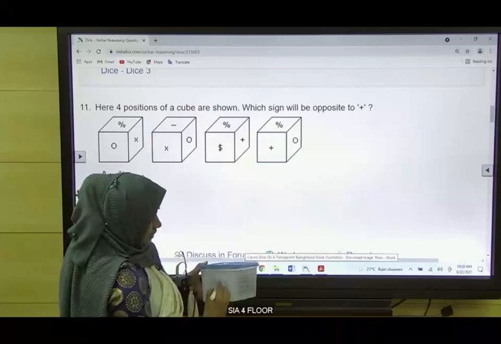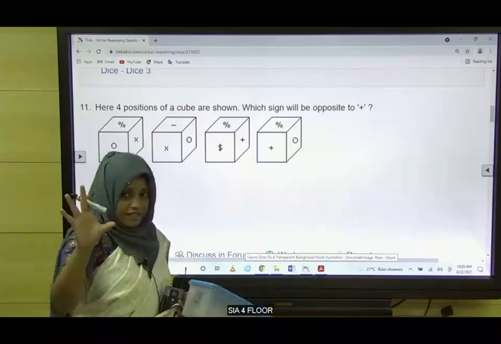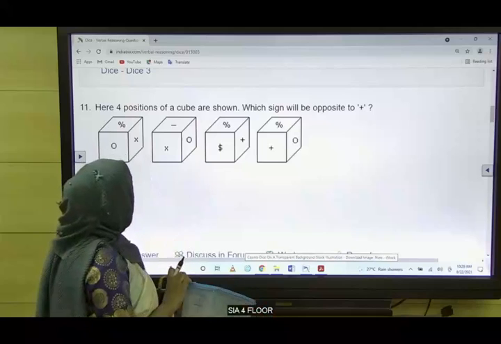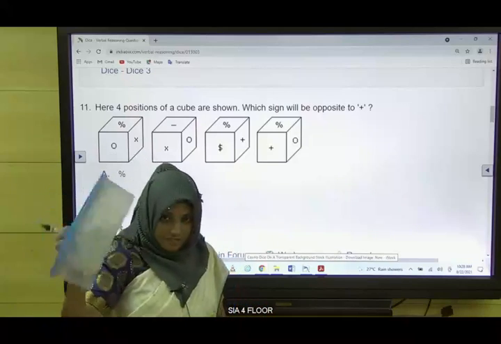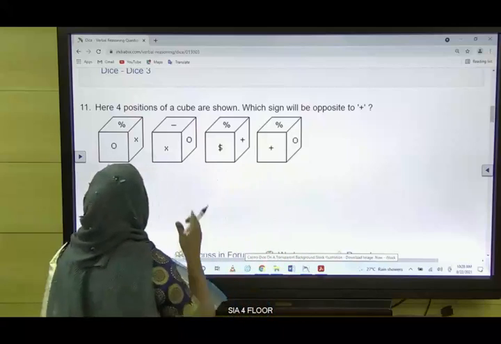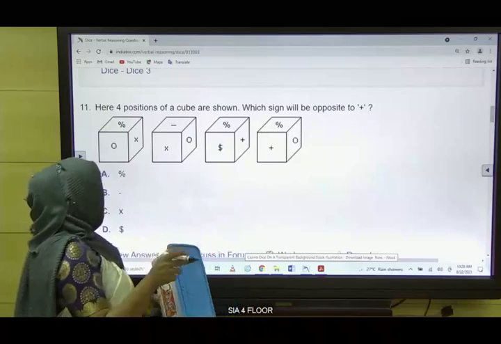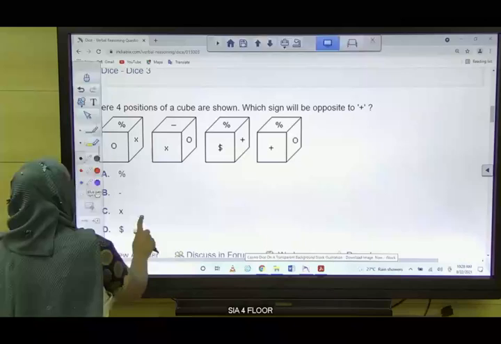Whatever it looks like there, the plus has to be at the front. So I filled up 5 sides. Now there is another side which is not yet filled up, which is the dollar symbol. The left out side should be filled up with that. So I filled up all the 6 faces now. Then what is opposite to plus? Cross is the answer. Okay, this is the answer.